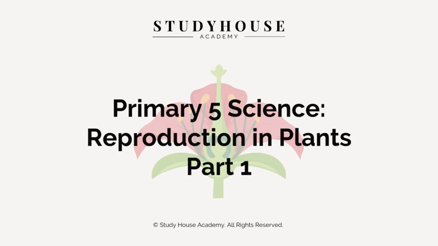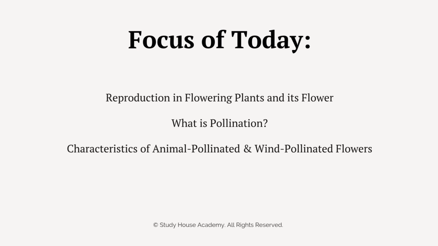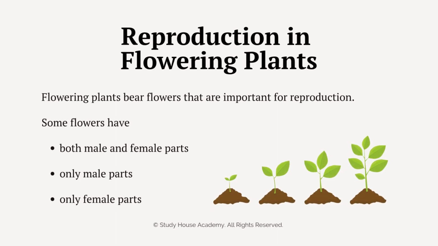Today, let's talk about reproduction in plants, Part 1. The focus of this video will be reproduction in flowering plants and its flower, what is pollination, and the characteristics of animal-pollinated and wind-pollinated flowers. Flowering plants bear flowers that are important for reproduction.